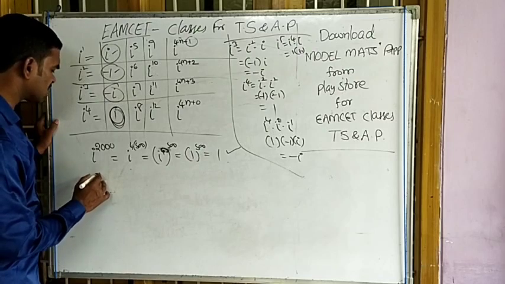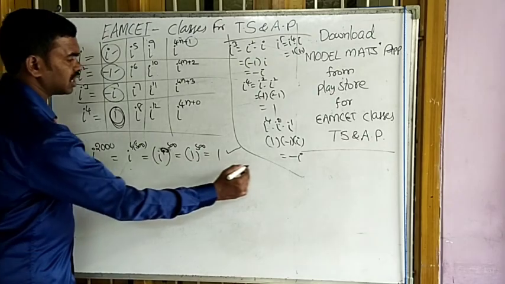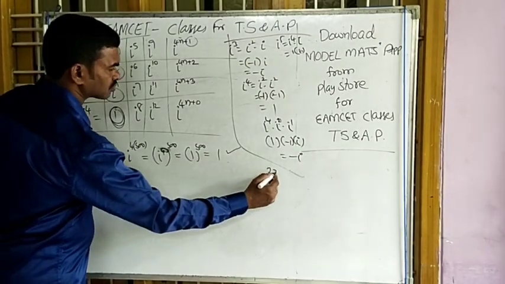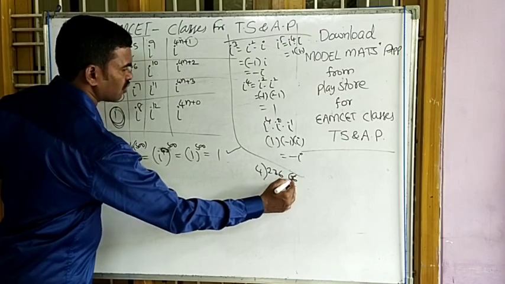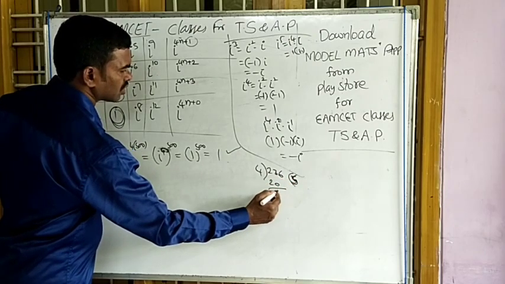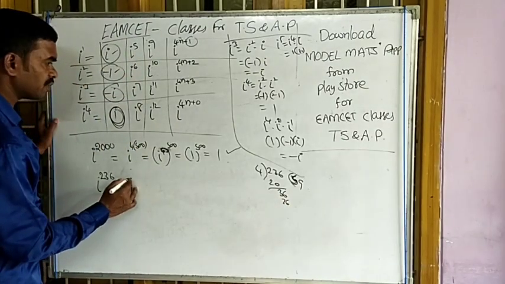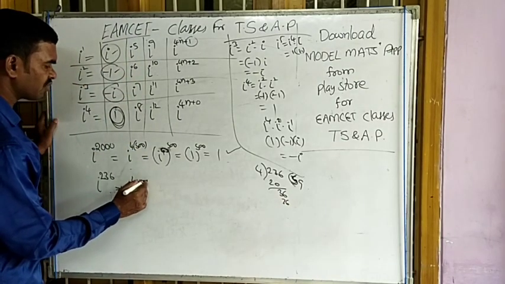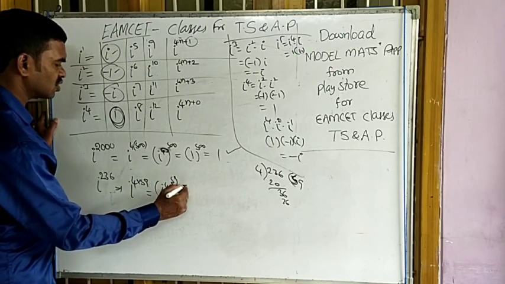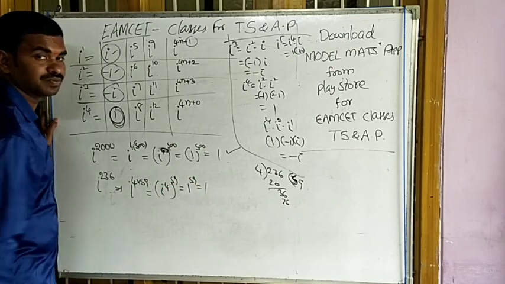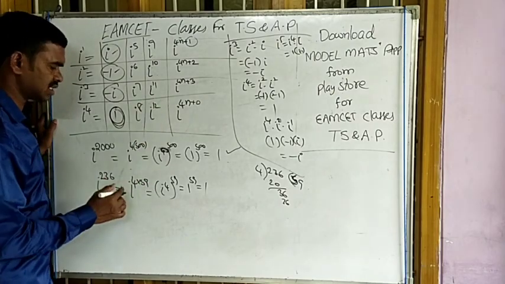If it is i power 236, 236 is divisible by 4. 4 5s are 20, 36, 4 9s are 36. So this is also i power 4 into 59. So what is the answer? i power 4 whole power 59. So 1 power 59 is 1. Okay, by doing some practice, you can write the answer directly.